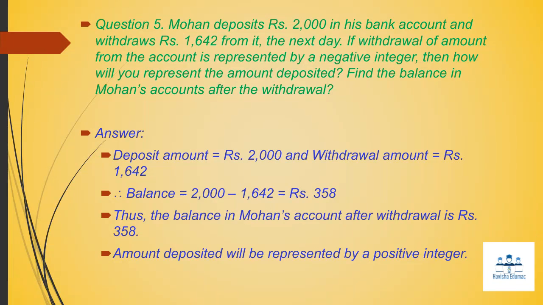Deposit amount is rupees 2000. Withdrawal amount is rupees 1642. For finding the balance, we need to subtract 2000 minus 1642. Balance is 358 rupees. Thus, the balance in Mohan's account after withdrawal is rupees 358. Amount deposited will be represented by a positive integer.